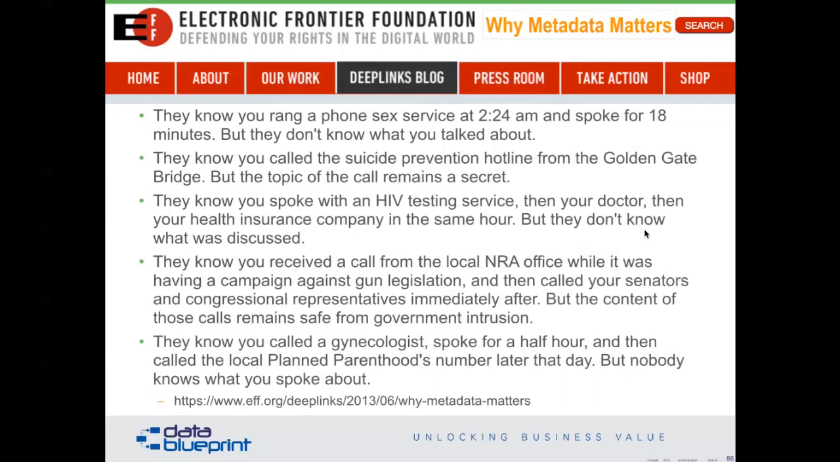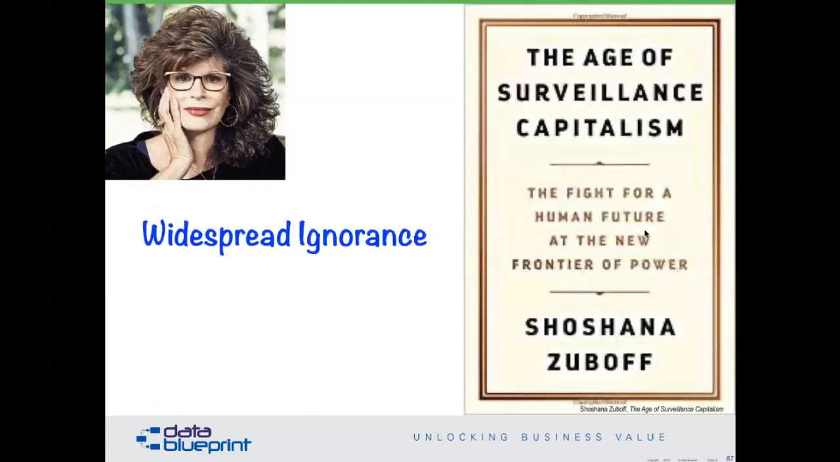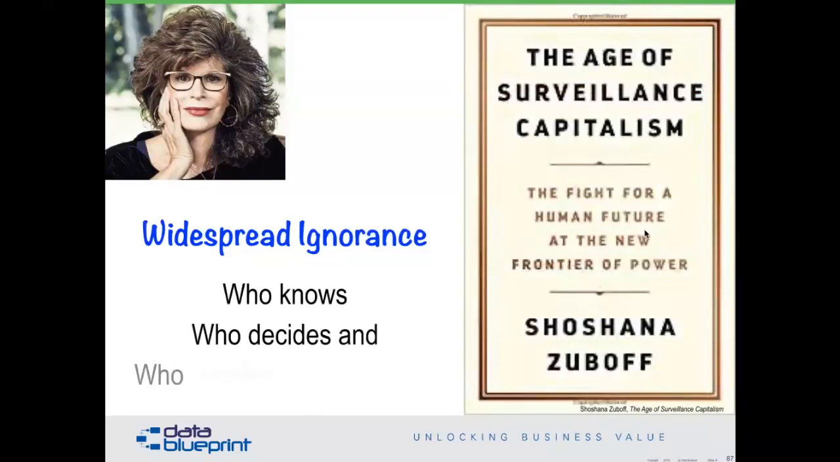We'll look at the types of things they have about your metadata. And the really sad thing about this is that most people have no idea what's going on. If you'd like to look at this from a sociological perspective, I recommend heartily this book, The Age of Surveillance Capitalism by Shoshana Zuboff. She has done a marvelous job of describing a hierarchy: who knows, who decides, and who decides who decides. It's a great book, and it's all about metadata.